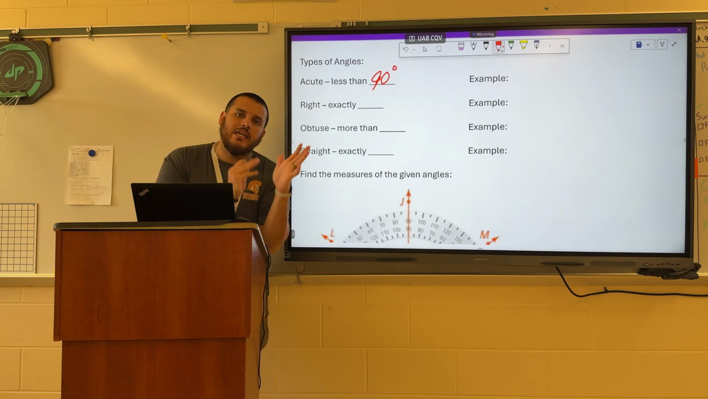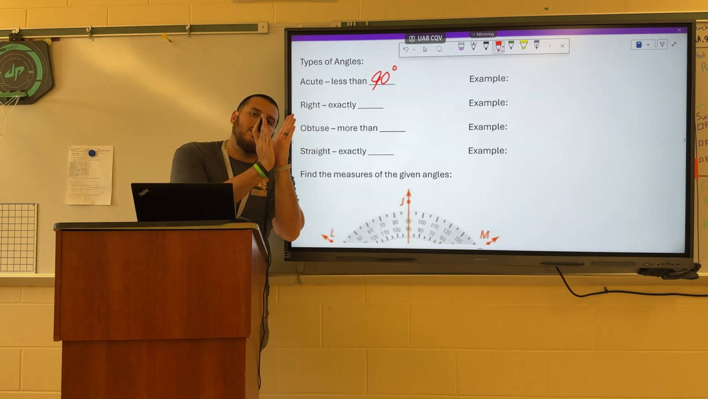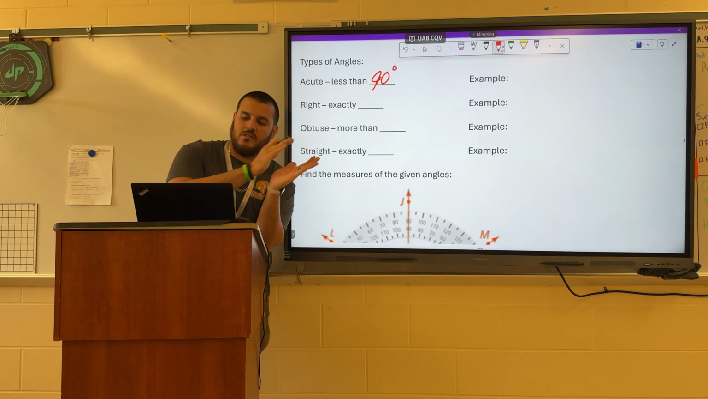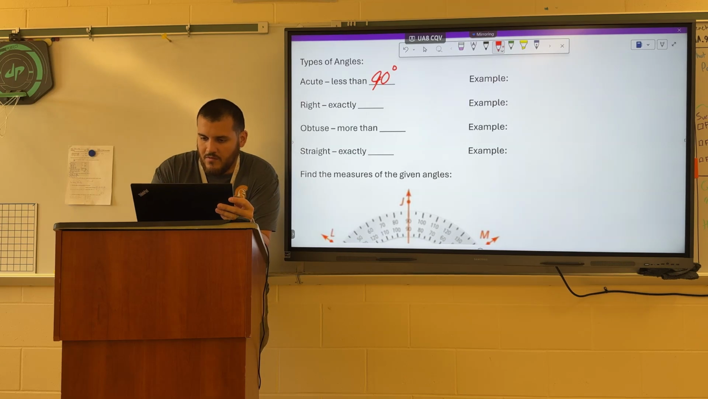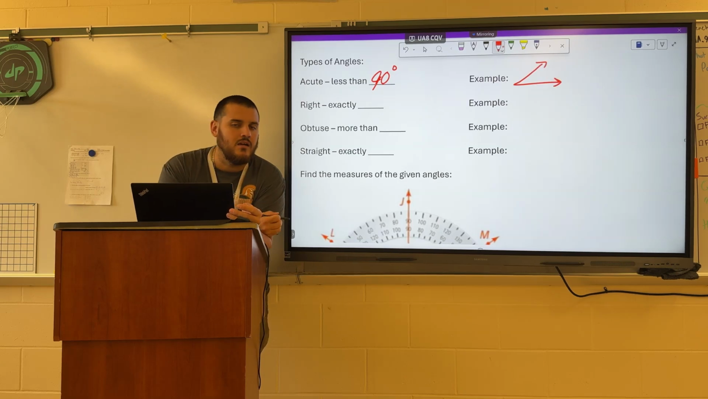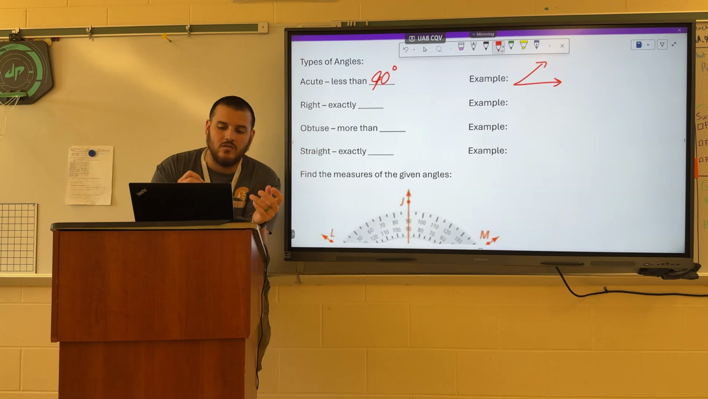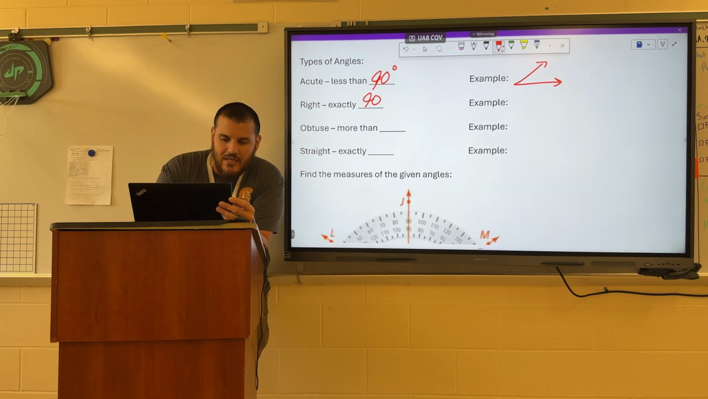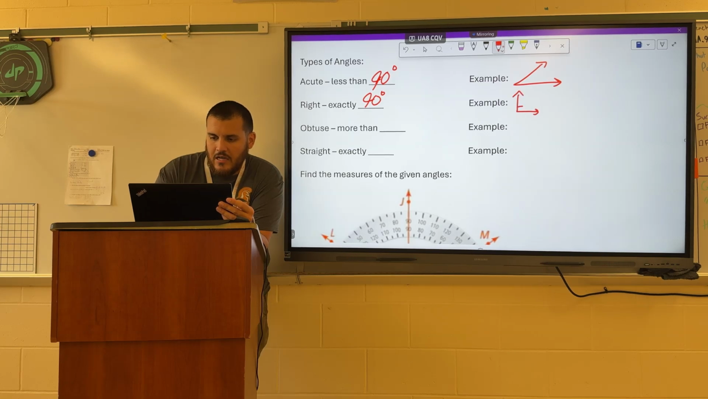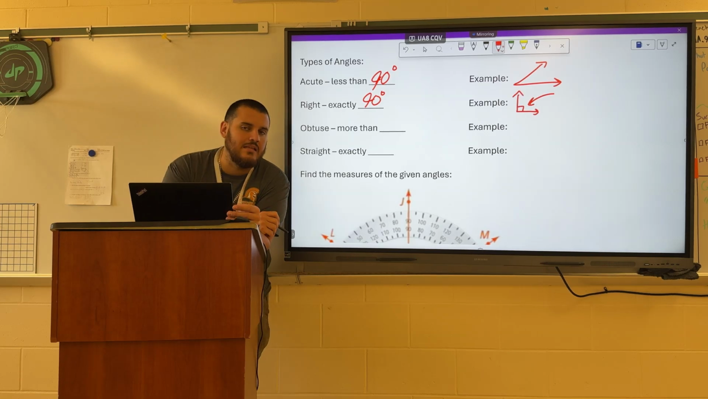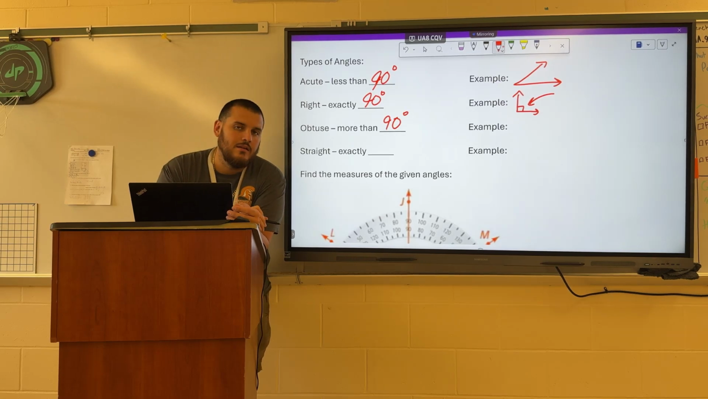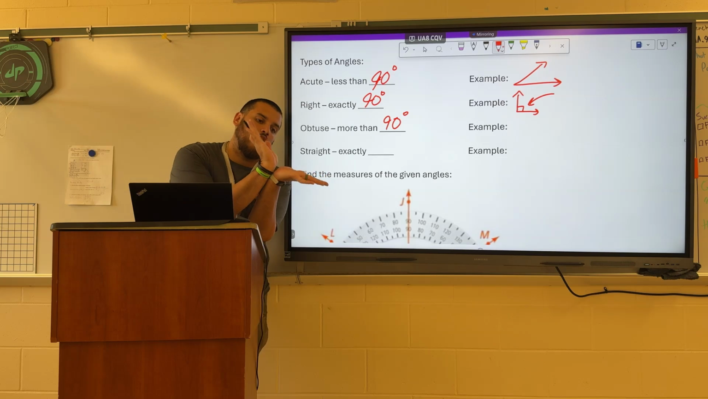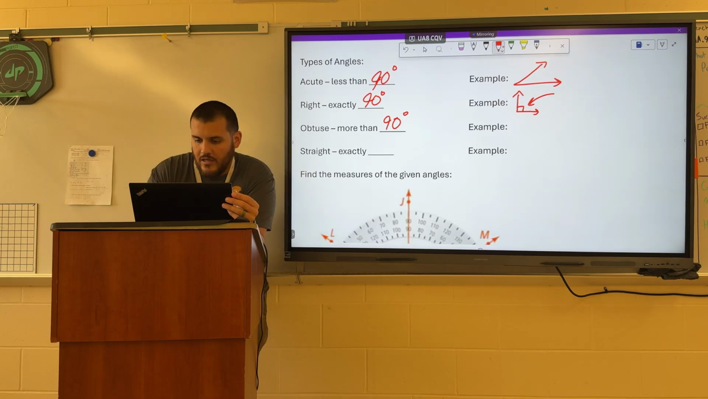And what that will look like is it'll just look like a smaller opening than a capital L, right? Just a little bit smaller than a capital L. So a good example of that would be like this angle right here would be acute. Right angles are exactly 90 degrees, so those look exactly like a capital L. Right angles are always shown with that little box in the interior. An obtuse angle is more than 90 degrees, so that would be an opening larger than the capital L, so that would look like this.